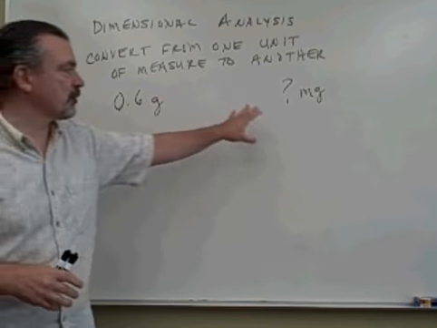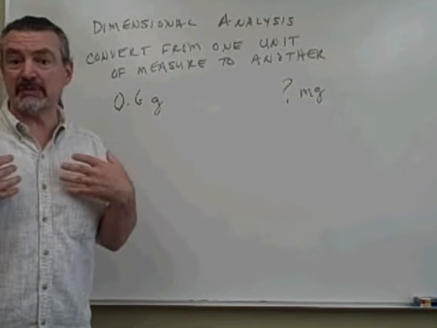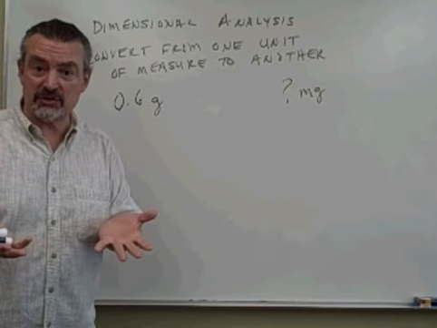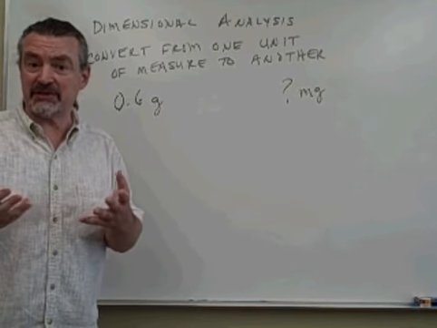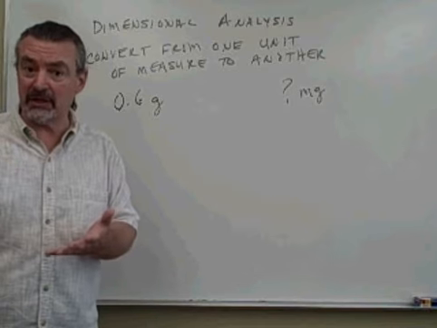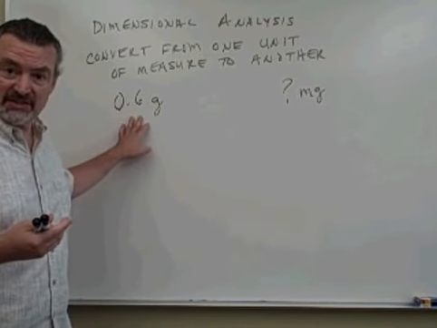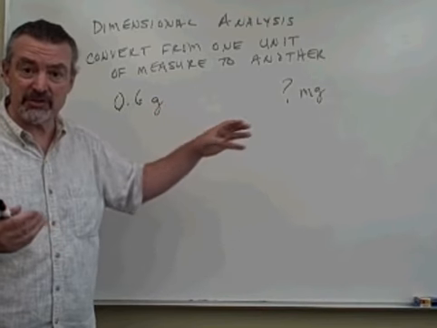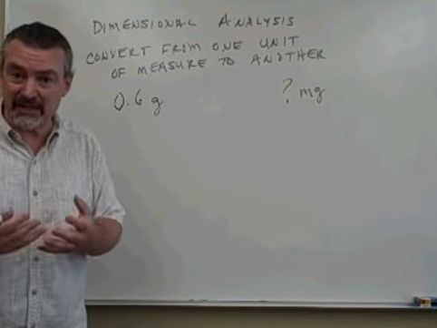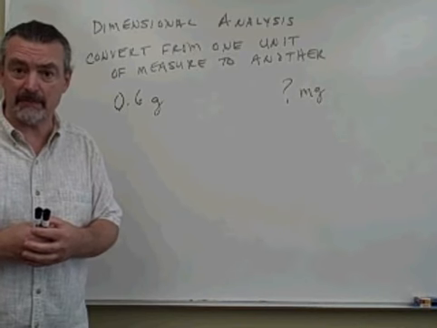Because perhaps we're going to be giving the dosage of the drug in tablets, and the tablets are measured in milligrams. Then we would need to know what's the equivalent of this 0.6 gram in milligrams, so we could then figure out how many tablets we should give that patient.